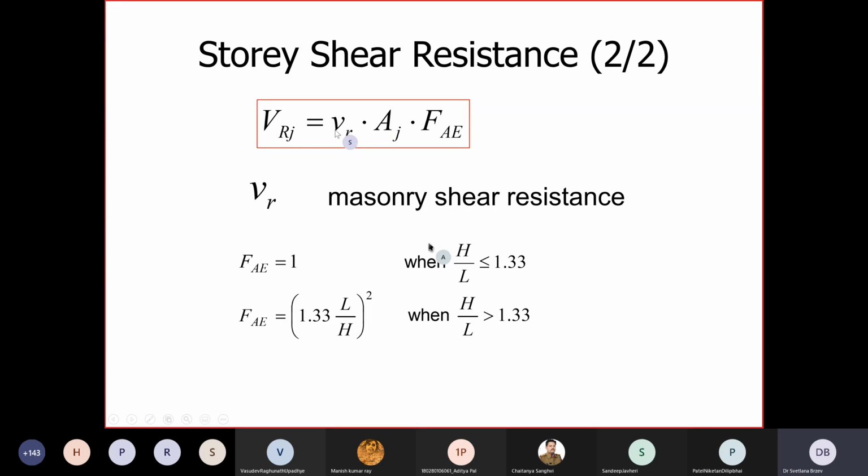Shear stress is equal to force divided by area. Therefore, force is equal to stress times area. So that is how we calculate that. And this is the F factor, the F value, which is obtained through some studies in Mexico, and is equal to 1 when the height to length ratio is less than 1.33, or it is a function of length and height of the wall when this ratio is greater than 1.33. So for basic purposes, let us assume it is equal to 1.